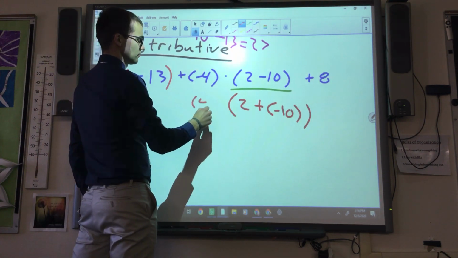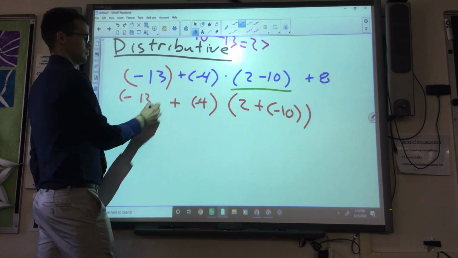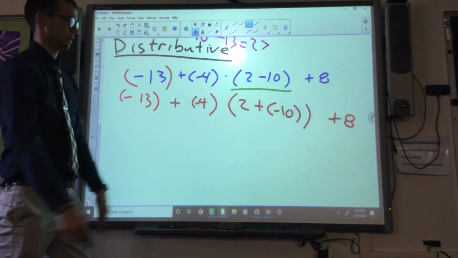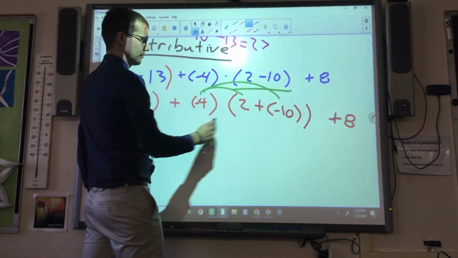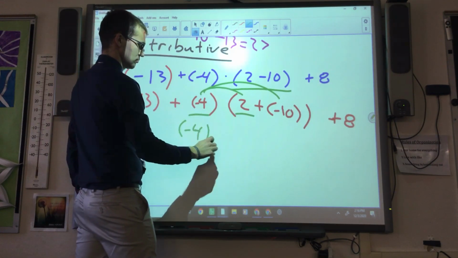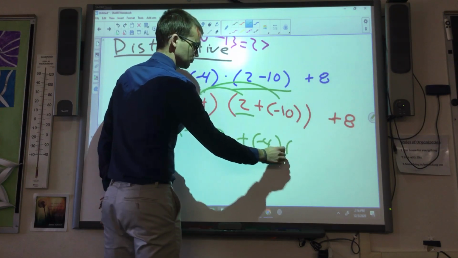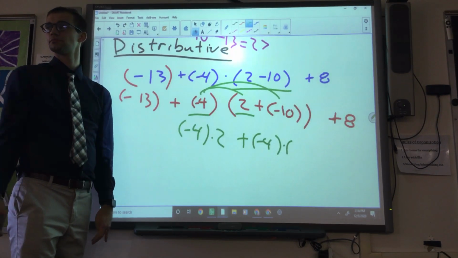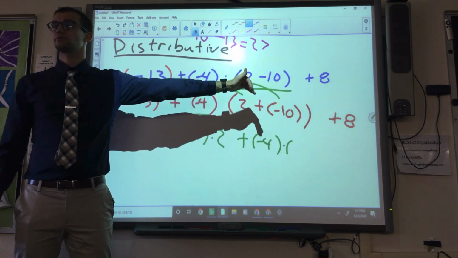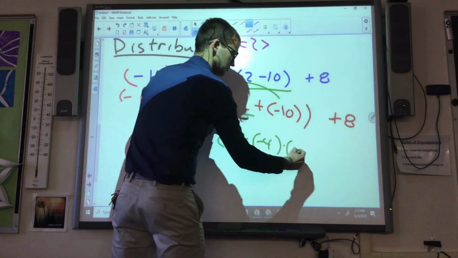So then I have a negative 4 here. I look at, hey, what am I doing next? All right, well, that's when I was using the distributive property. Negative 4 times 2 plus negative 4 times what? Negative 4 times 2 plus negative 4 times, no, negative 10.